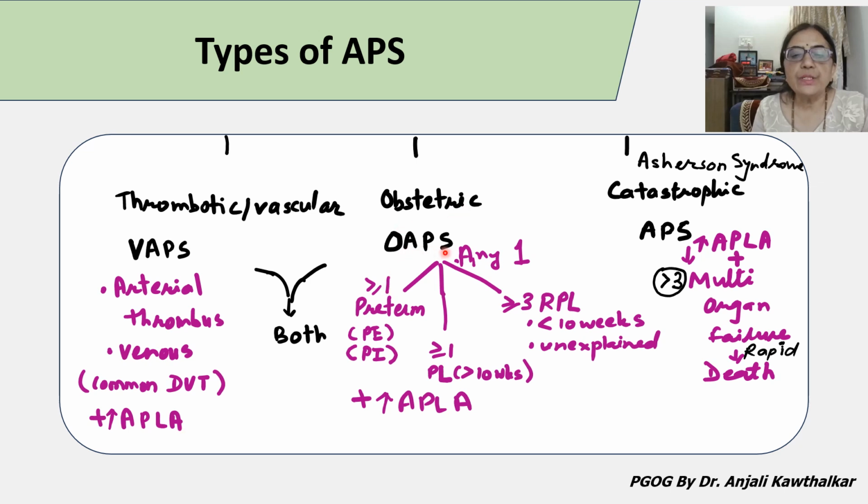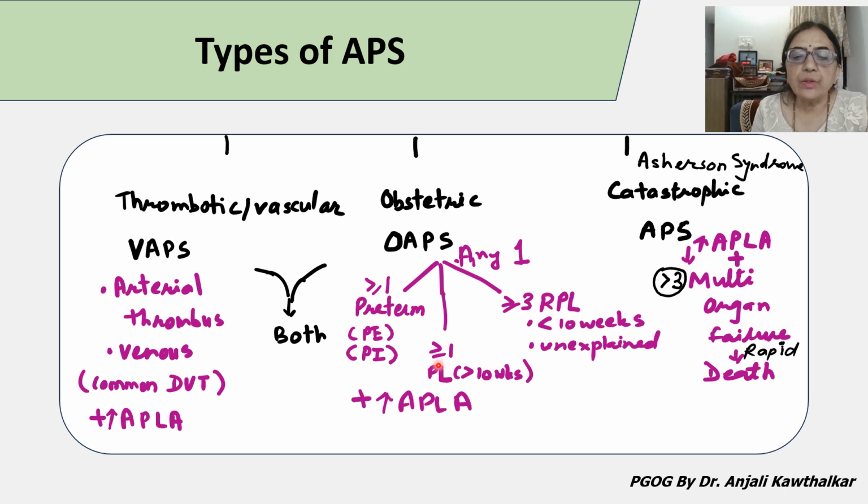Obstetric antiphospholipid syndrome is called OAPS. In these, there is presence of any one of the following. Either there is greater than or equal to one episode of preterm delivery because of preeclampsia in a patient, or because of placental insufficiency. PI is placental insufficiency, P is preeclampsia. I have used this short form because of a space crunch here. Otherwise, these are not the standard short forms. Remember that I am using them for my own convenience, but it is preeclampsia and placental insufficiency.